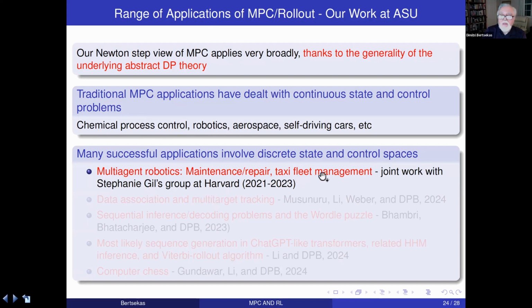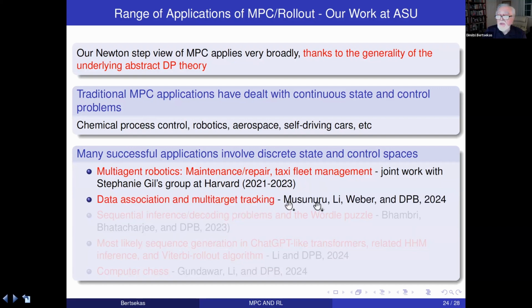One type of problem started at ASU when Stephanie Gill was at ASU and continued after she moved to Harvard. It involves multi-agent robotics, such as maintenance and repair with multiple repair persons, taxi fleet management, and so on.